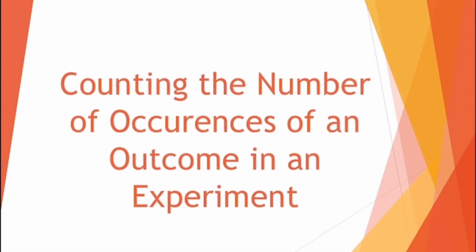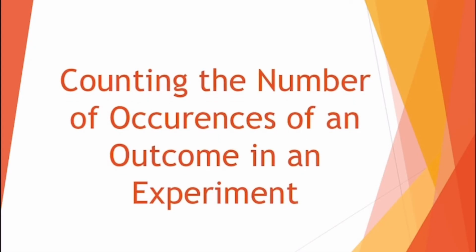Good day, class! Our lesson for today is all about counting the number of occurrences of an outcome in an experiment. At the end of this lesson, you are expected to first determine the number of sample space in an experiment using table, tree diagram, and systematic listing. Second, use the fundamental counting principle to count the outcome.